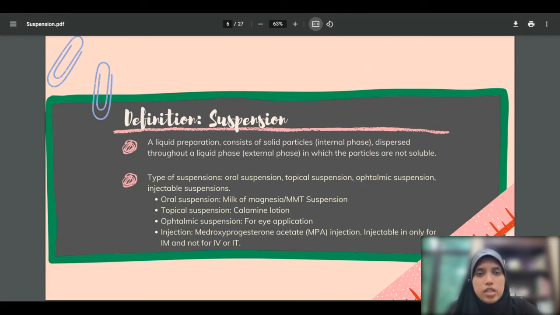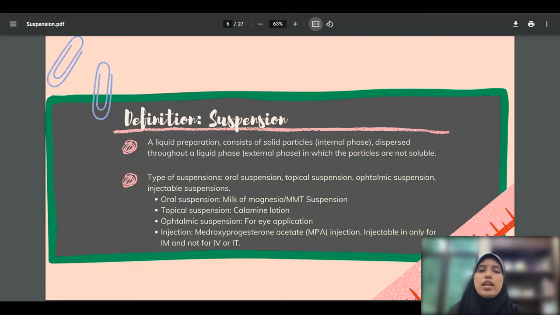So what is suspension? Suspension is a liquid preparation that consists of solid particles. The solid particles are the internal phase, dispersed throughout a liquid phase, the external phase, in which the particles are not soluble. If the particles are soluble in the liquid phase, it will form a solution instead. When the particles are not soluble, this leads to the formation of a suspension.